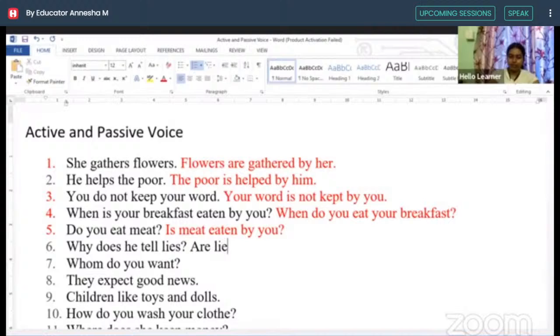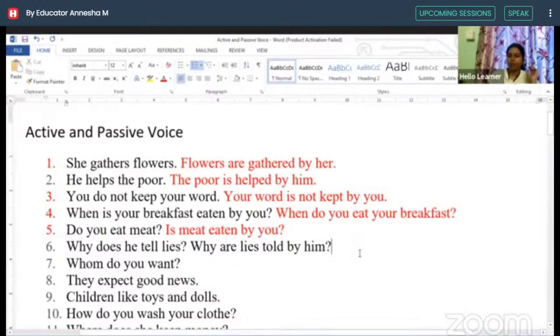Are lies, ma'am. Very good. V3 after that. What is the V3 of tell? Told. Very good. After that comes the subject. What is the subject? He. So what comes before he? Are lies told by him. Very good. And we have why, so what will we do? Why are lies told by him? Understood? Yes, ma'am. So the sentence is why does he tell lies, and the passive is why are lies told by him.